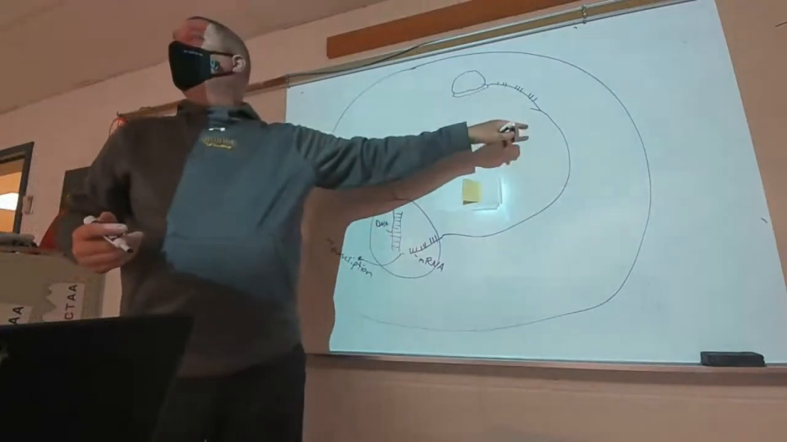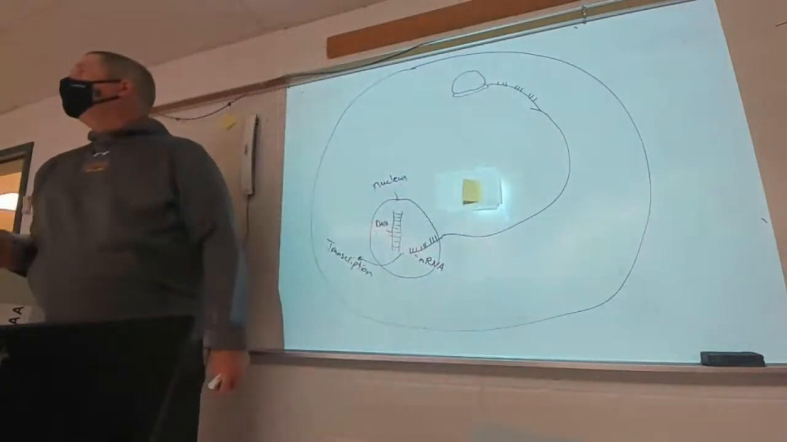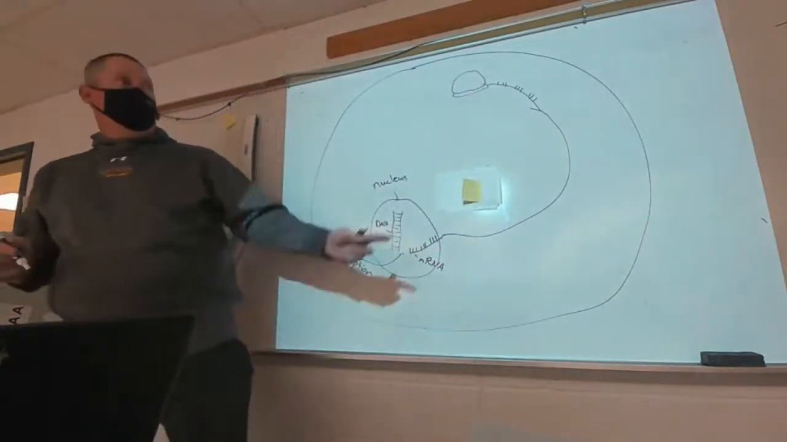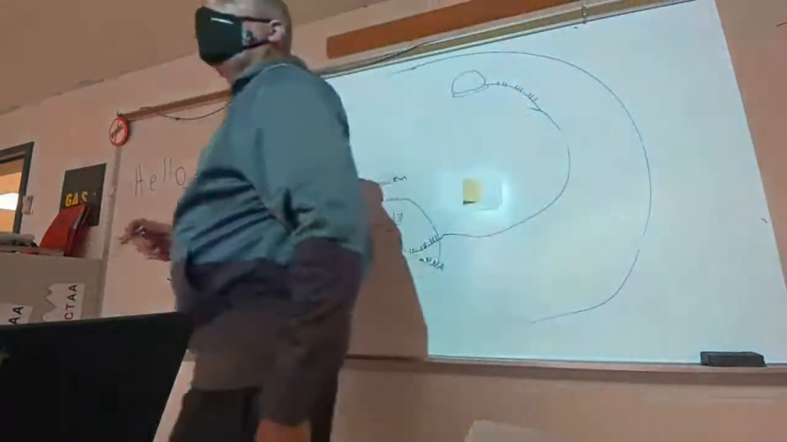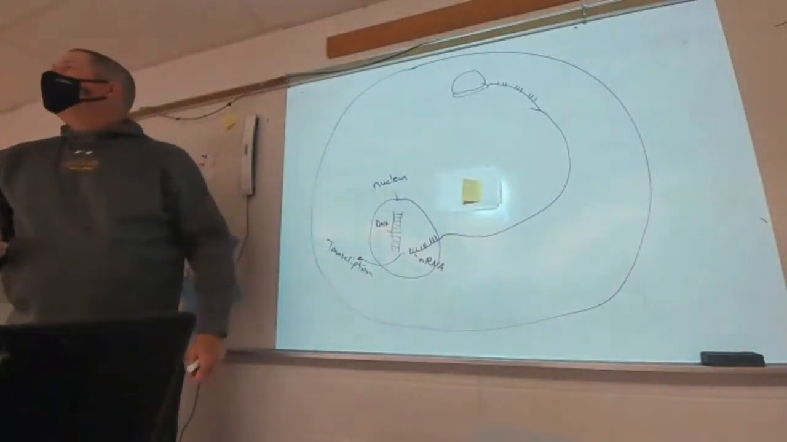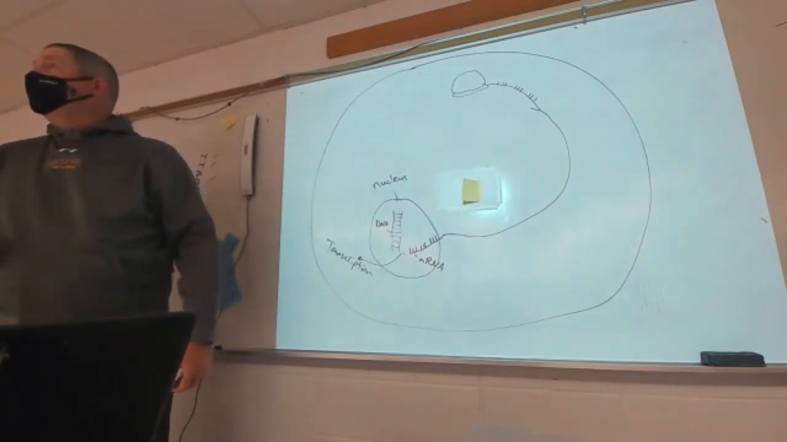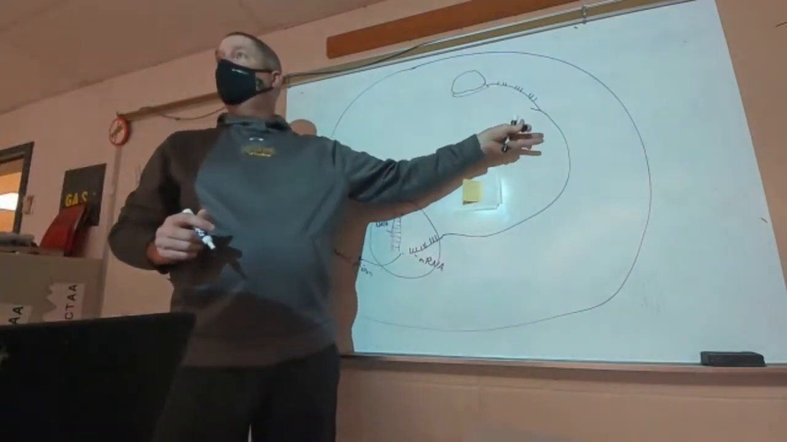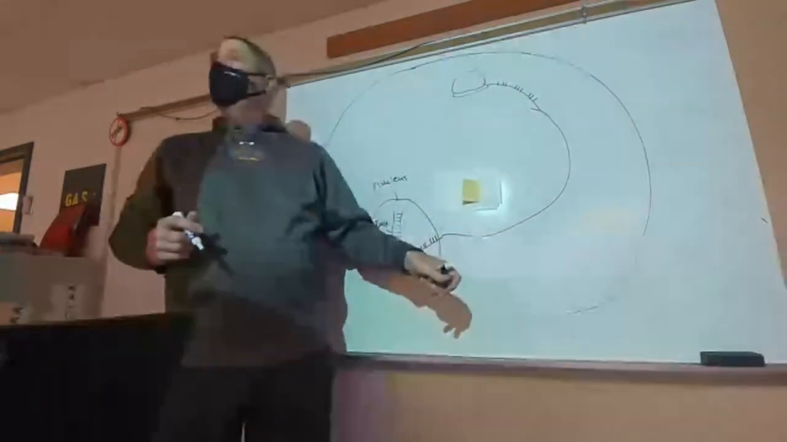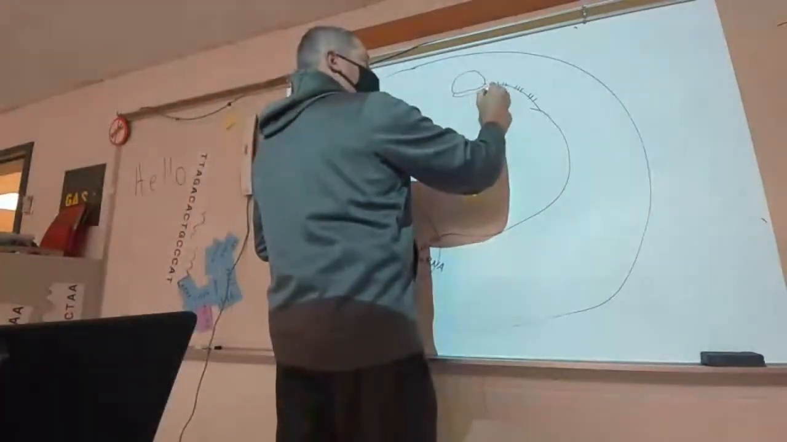Here's our ribosome. Here's our mRNA. What is every 3 letters on mRNA called? Starts with a C. Codon. Remember the word codon? This is a codon. This is a codon. This is a codon. Codon, codon, it just keeps going. And that's important. Every 3 is a codon.